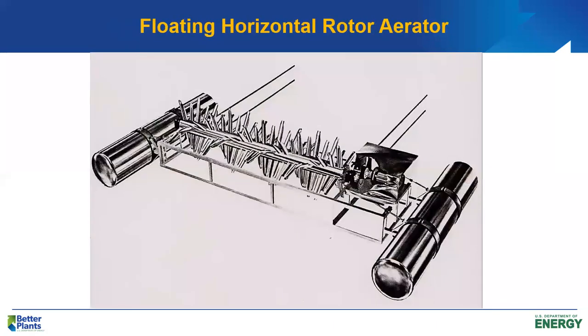And you see a picture of a horizontal rotor aerator here. Again, they're supported with floats, and they operate usually at the optimum setting as far as the submergence of the blades inside the biological reactor. And these units typically can be purchased in horsepowers ranging from about 5 horsepower up to about 30 horsepower.